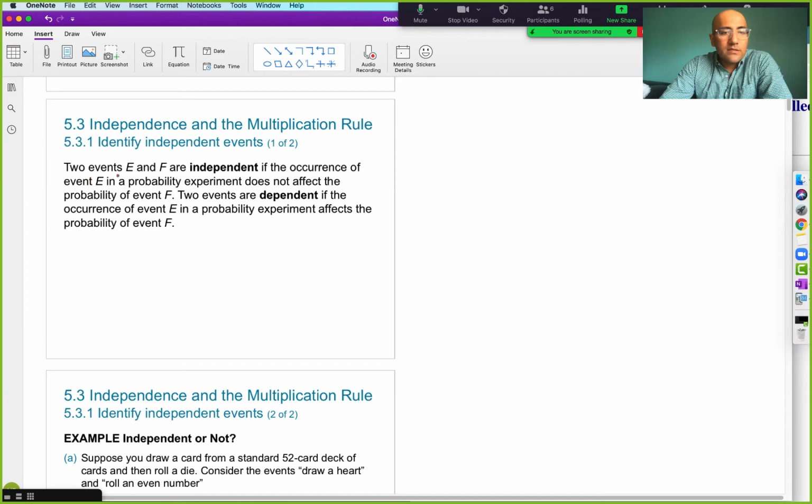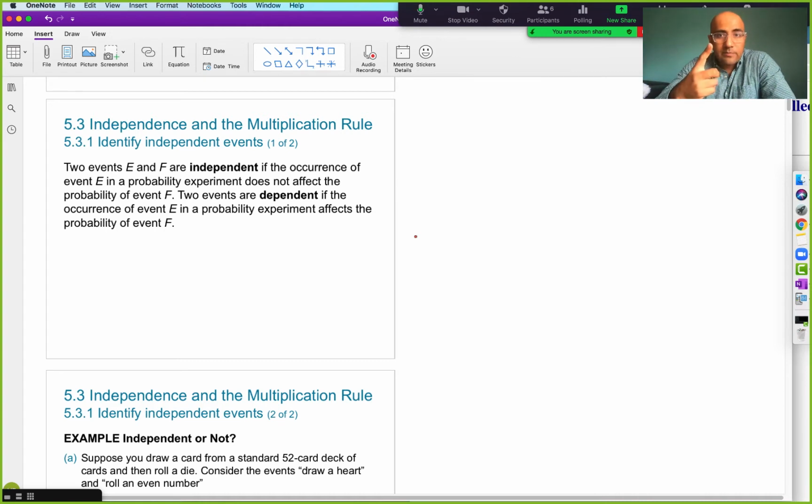Okay, so the independence and multiplication rule. Two events, E and F, are independent if the occurrence of event E in a probability experiment does not affect the probability of event F, right? Two events are dependent if the occurrence of event E in the probability experiment affects the probability of event F. Okay, so let that marinate for a little bit.